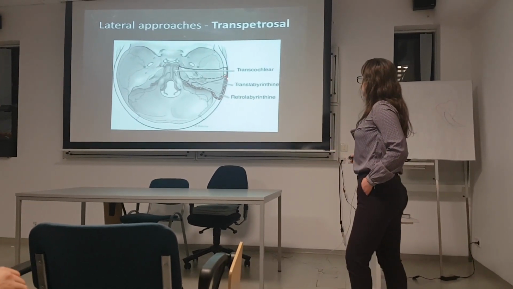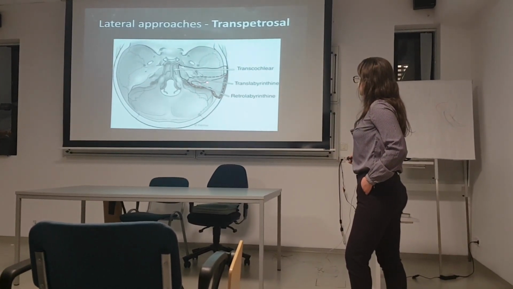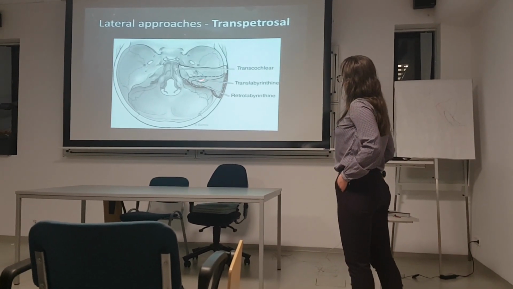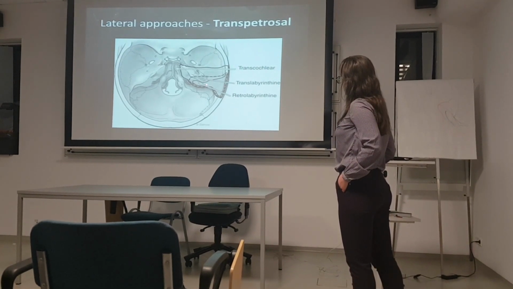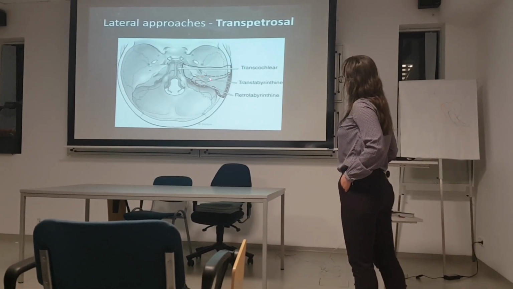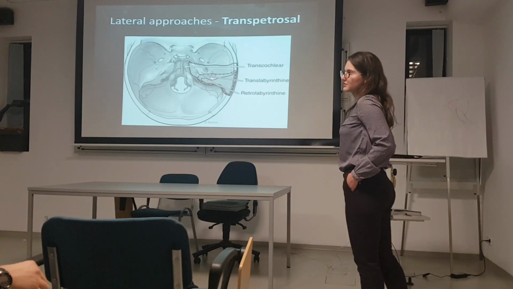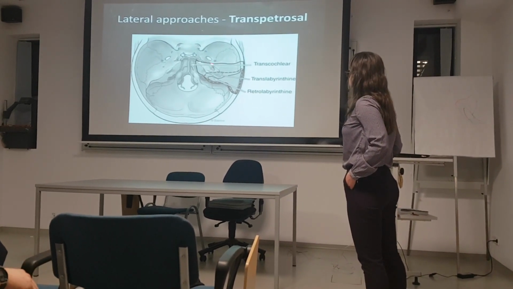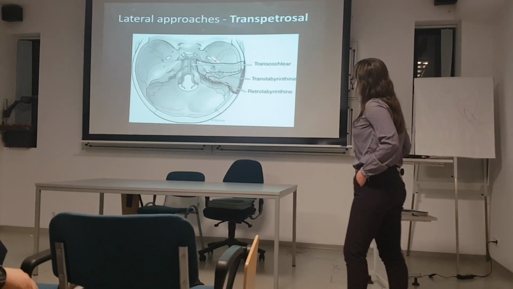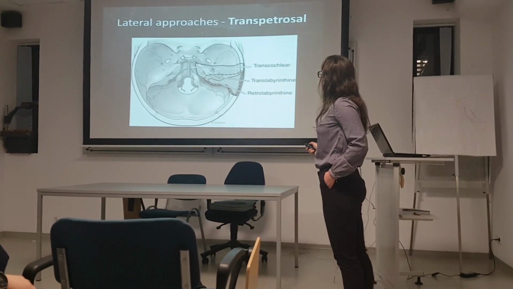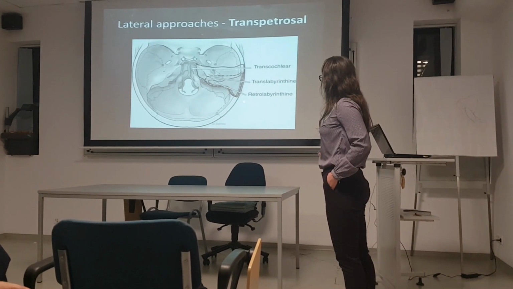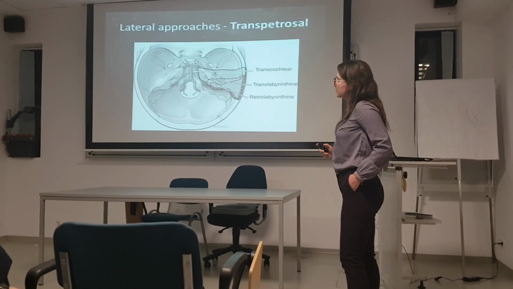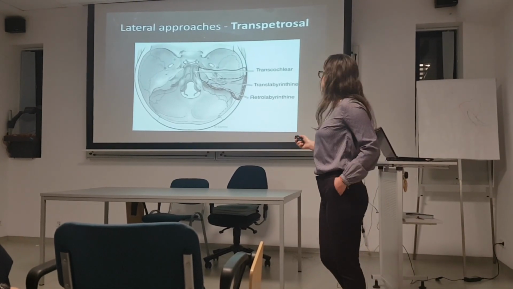So these are the lines that delimitate the anterior extent of them. So up to here is retrolabyrinthine, translabyrinthine. Here are located the semicircular canals. Here is the cochlea, and transcochlear ones are the most extended. And here the arrows indicate the route of the approach.